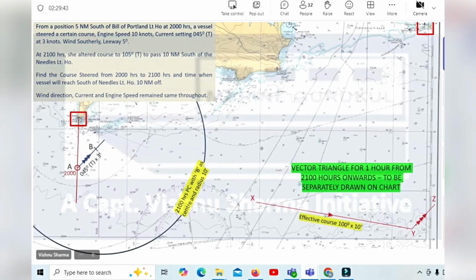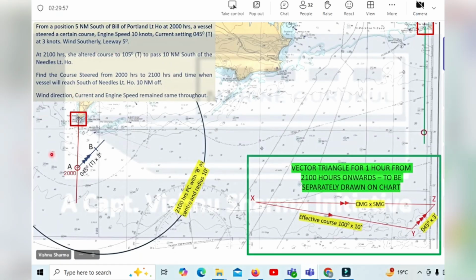This also I didn't feel many people were having a problem. Now this CMG and speed took us through a position 10 miles south of Needles. So it took us through point C. If I am passing C, making good this course, I transfer the CMG through C, and the vessel would have been on this CMG line till it reaches C. If the vessel has to be on this CMG line passing through C, and it has to be on the PC, then where it intersects the 2000 hour PC, this will be the 2100 fix.